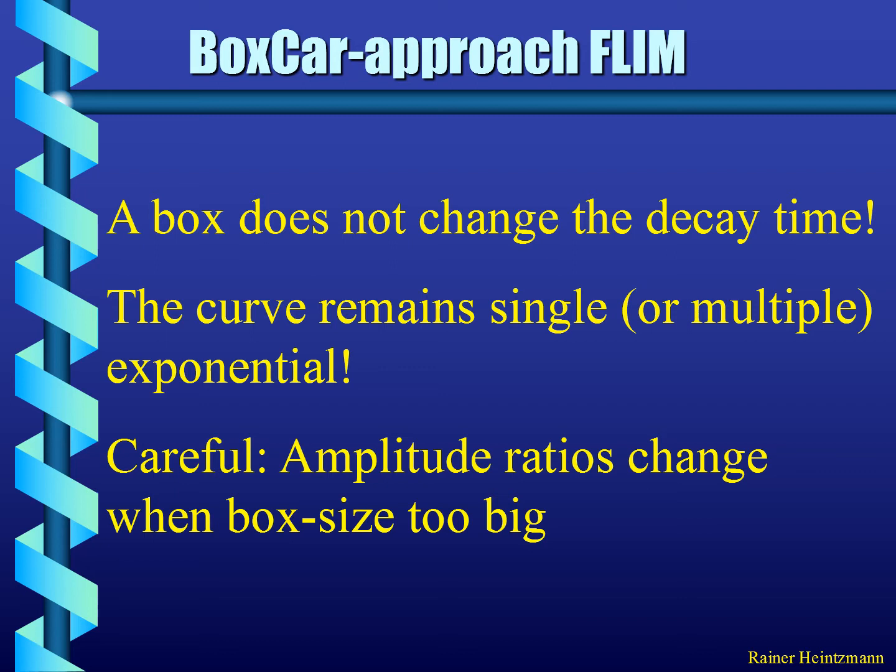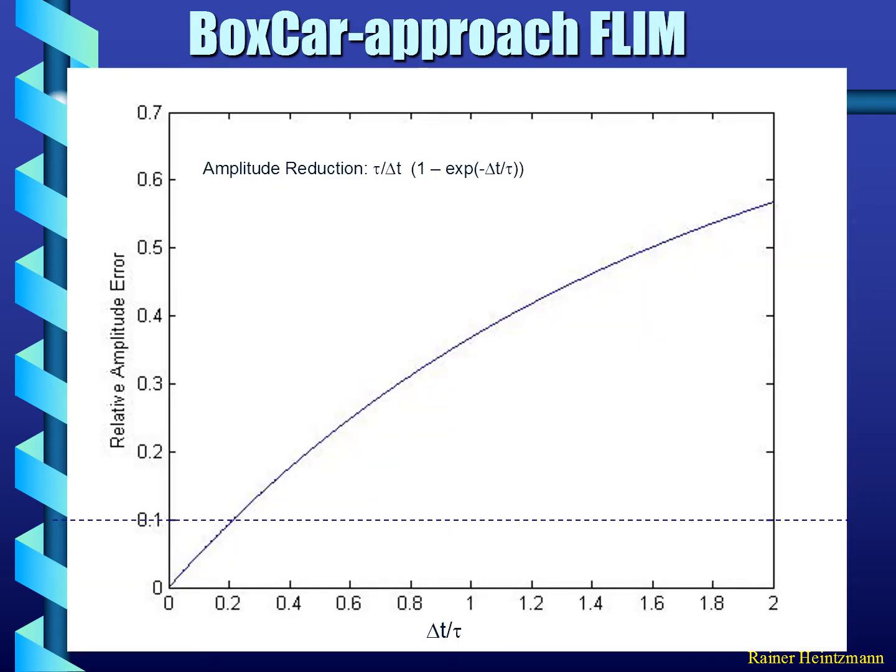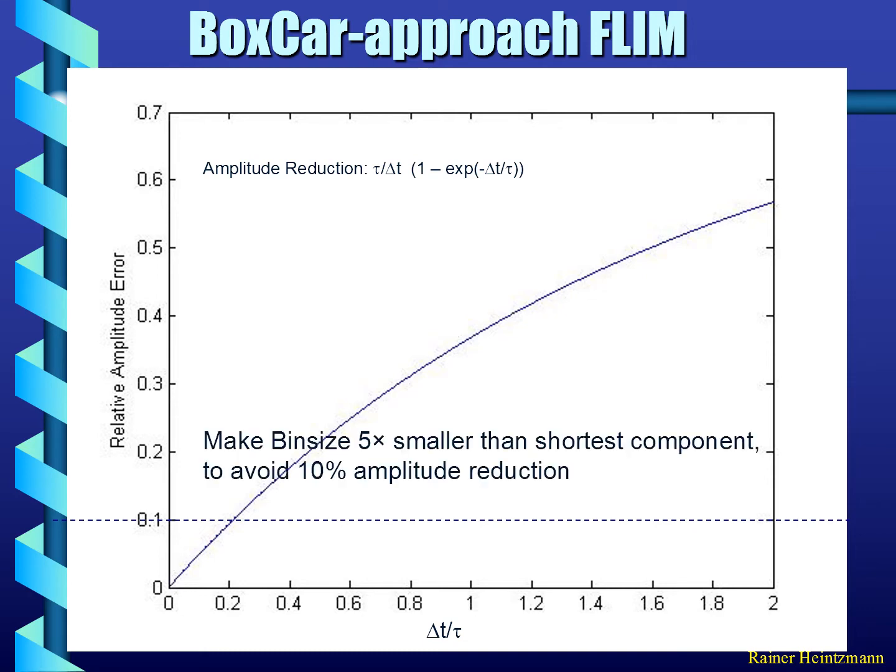That means how bright your sample appears will no longer be proportional, which has to do with this integration effect, and you would have to correct for it. Here is some theory that shows how big this error would be. This is the relative size of your box delta T compared to the fluorescence lifetime. If we are at a box that already has the size of the fluorescence lifetime, we are making an error in the relative amplitude that we are measuring of 35% or so.